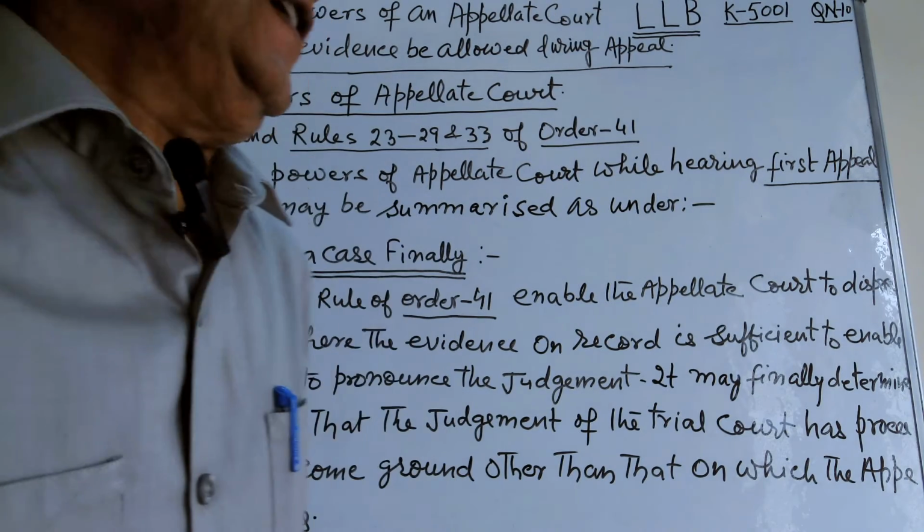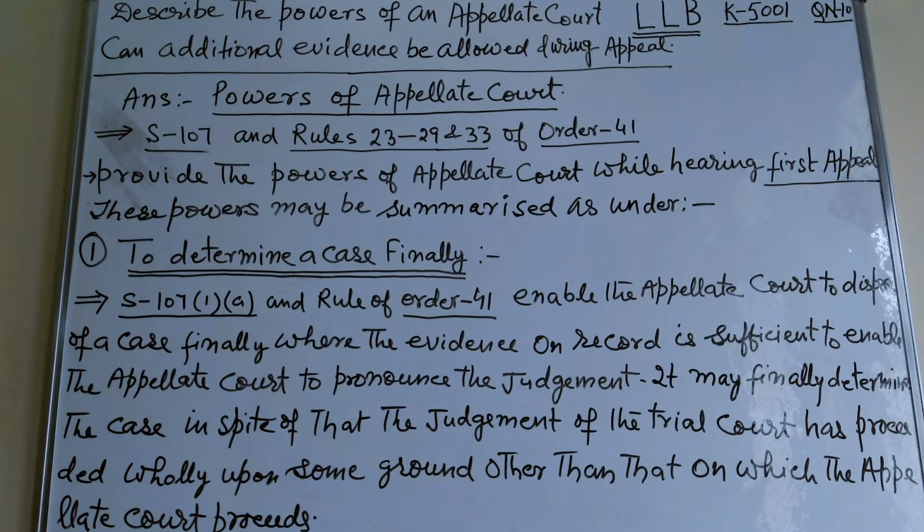My dear friends, I am taking the 10th question of paper K 5001. And what is the 10th question? Describe the power of an appellate court. Can additional evidence be allowed during appeal? This is the question. Now answer.